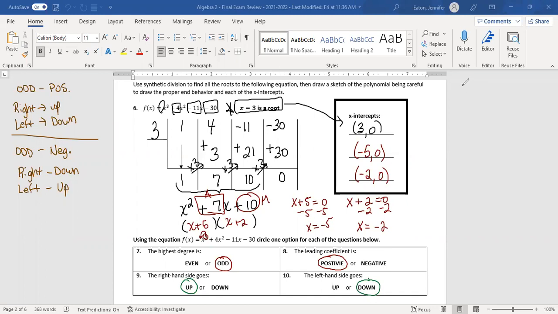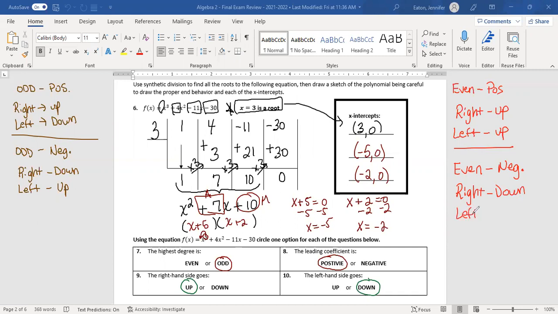And I'm going to go to the other side here and talk about the evens. So if it was even, like x squared or x to the 4th or x to the 6th, and so forth, and it was positive, then we know the right-hand side goes up and the left-hand side goes up. So even makes them be the same. They're going to match. So if it was even and negative, so if there was a negative sign in front of that x squared, so negative x squared, negative x to the 4th, and so on, then the right-hand side is going down and the left-hand side is also going down because if it's even, they go in the same direction.